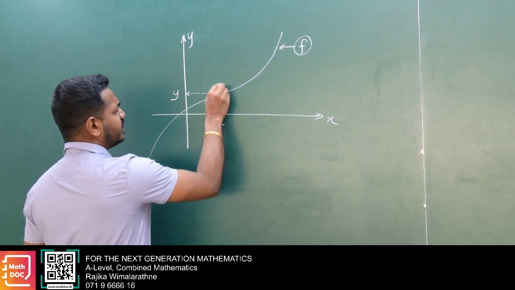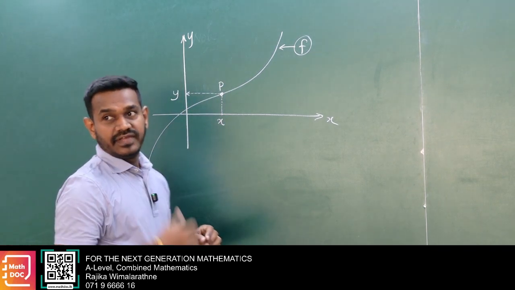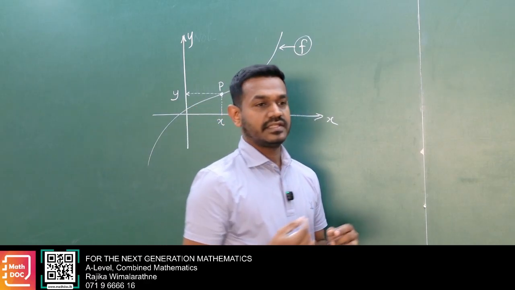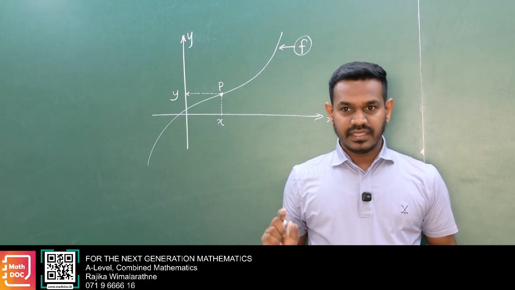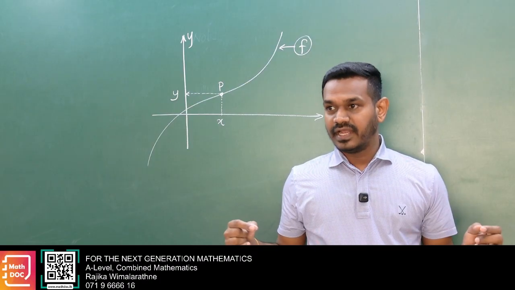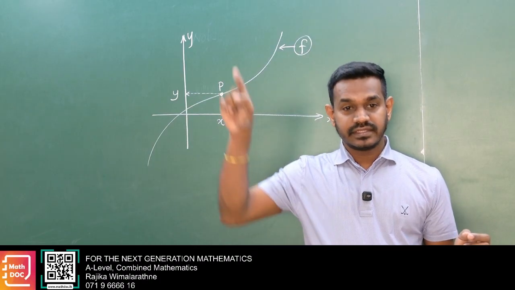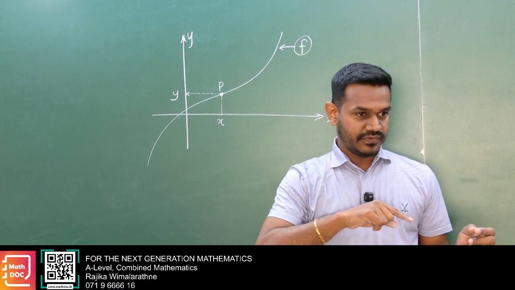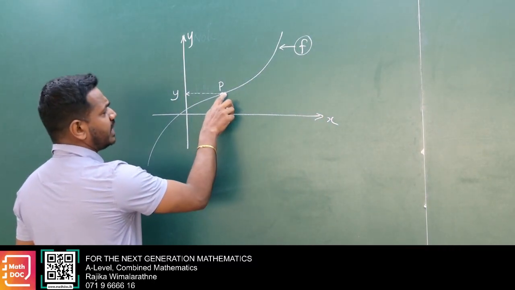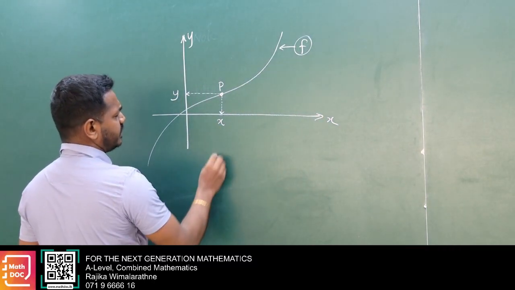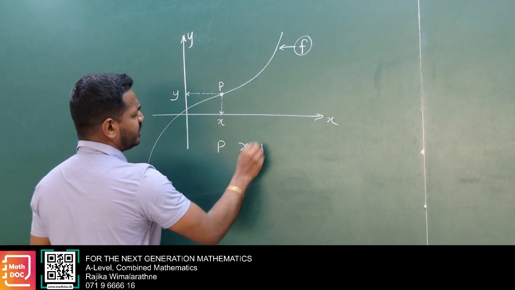Let this point be P. Previously that was a point on a real number line, that variable point on the real number line. Now in this case it is a point on the curve. Now you say this one variable point, x comma y.